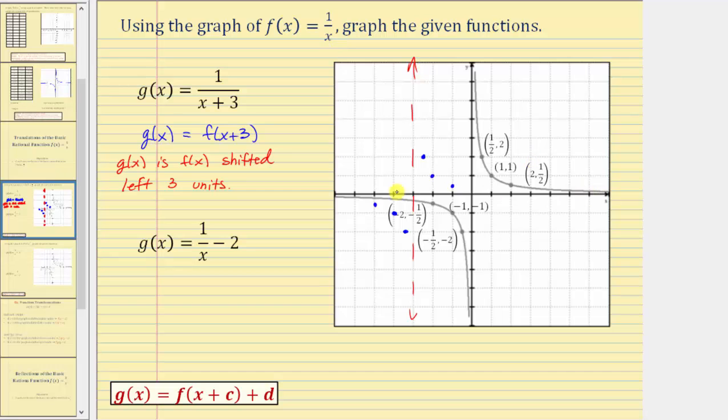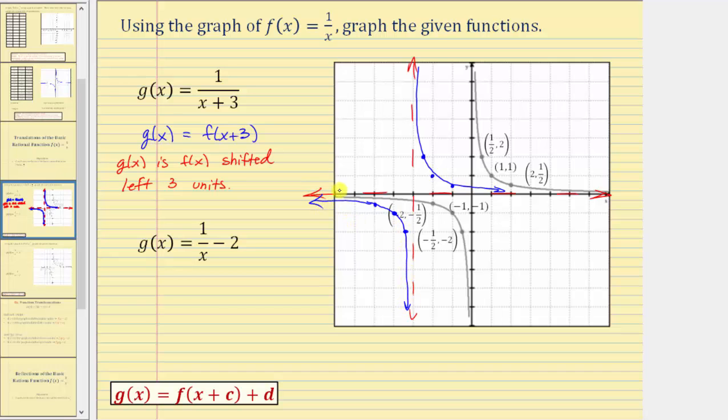If we shift the horizontal asymptote 3 units left, it'll be the same horizontal line, which is the x-axis. This is all we need in order to make a nice graph of g of x. It'll pass through these 3 points and approach the vertical and horizontal asymptotes. And it'll also pass through these 3 points and approach the horizontal and vertical asymptotes.